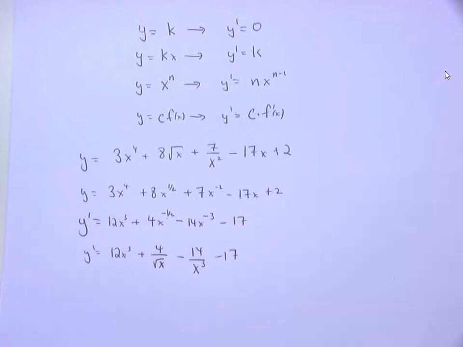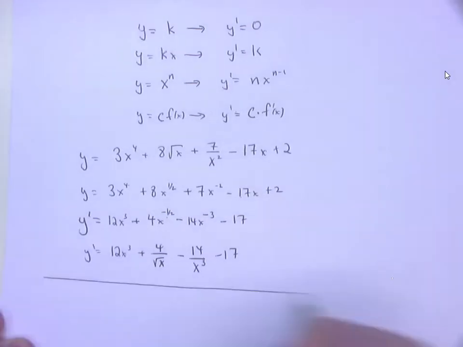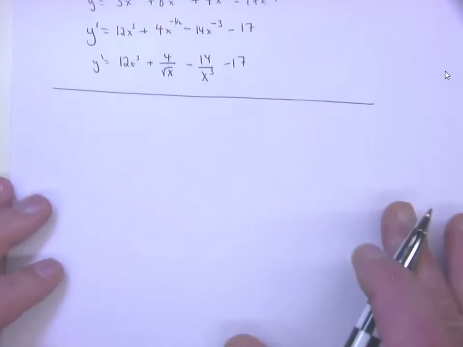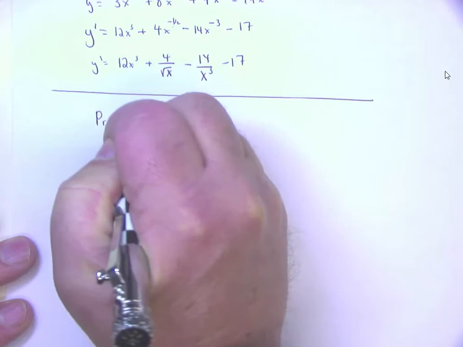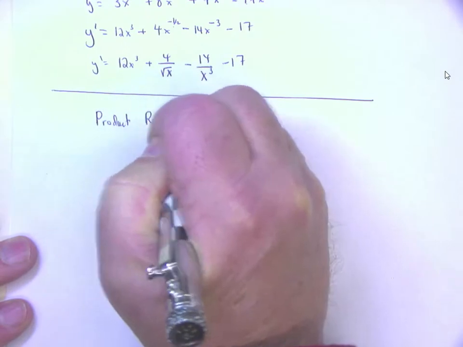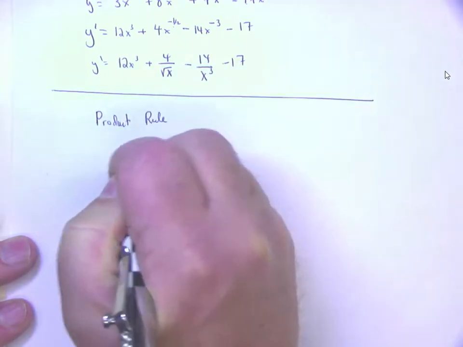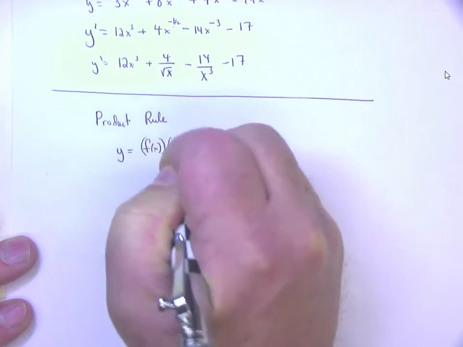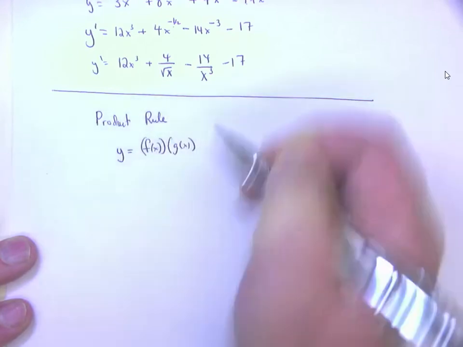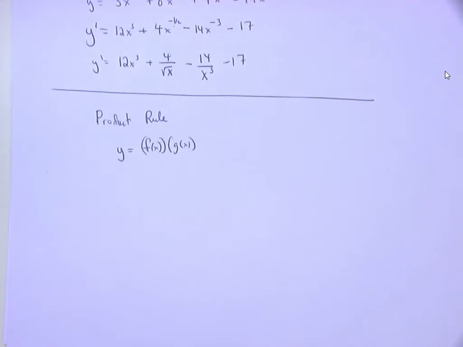But this chapter 3 is about taking the derivative of harder functions. Okay? So the first rule is called the product rule for this section. Product rule. What if we have a function y equals some function f of x times another function g of x? Straight up f of x times g of x. Okay?